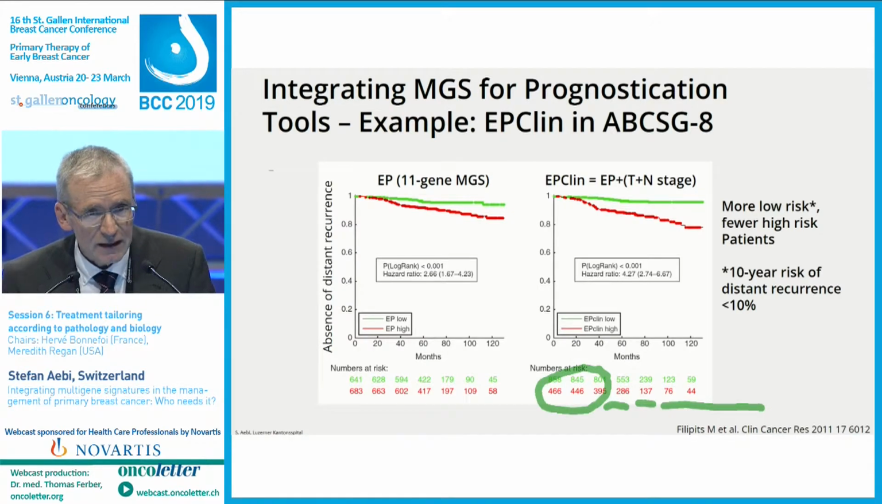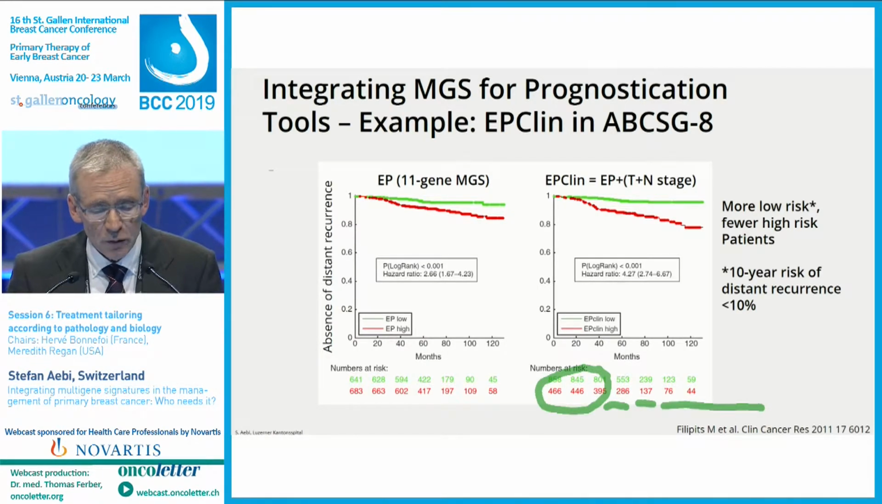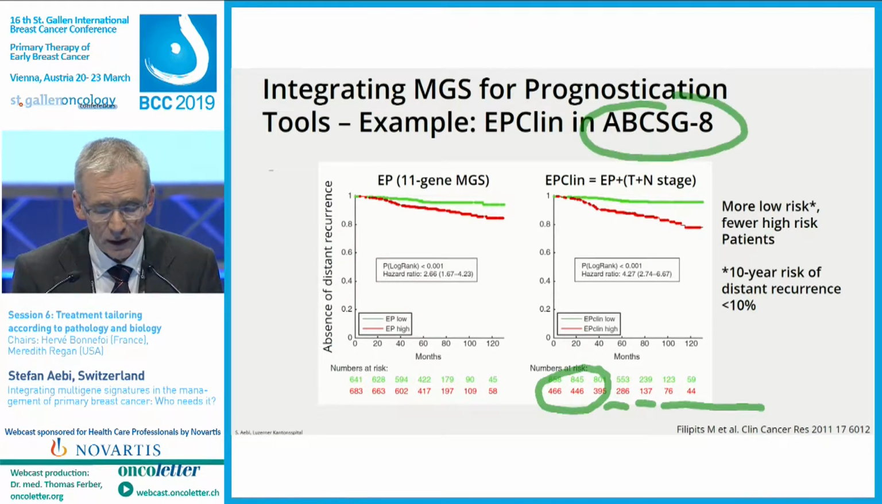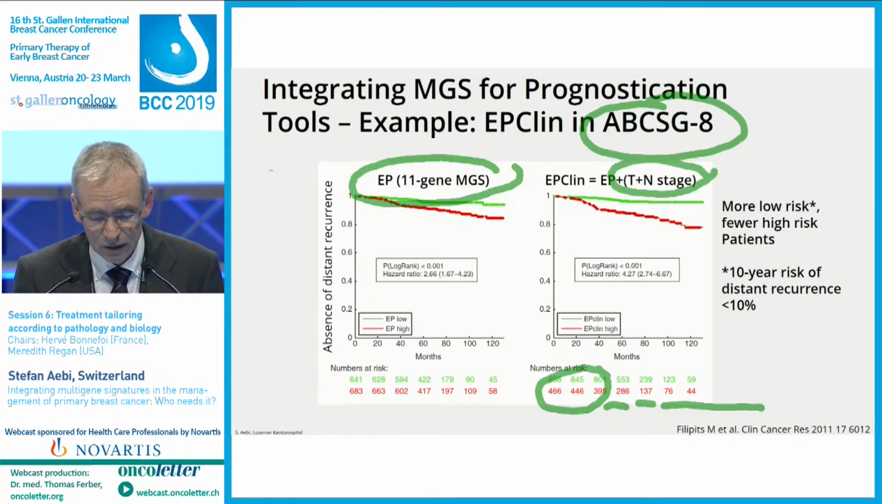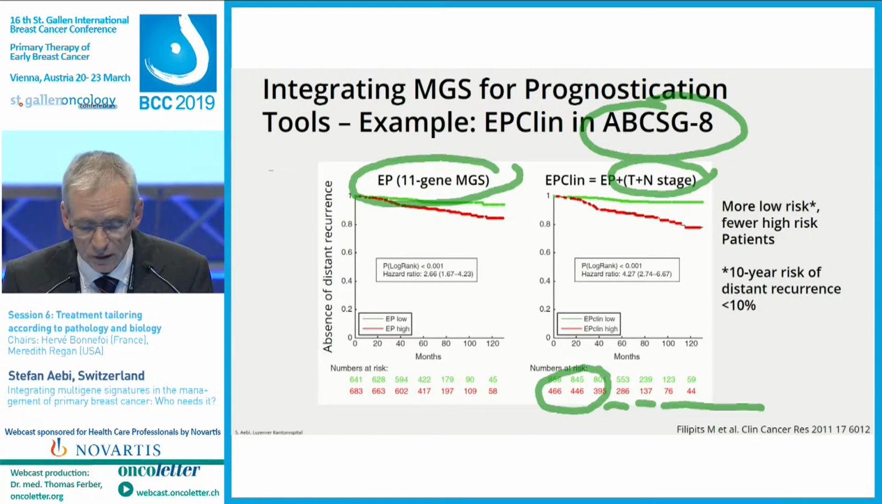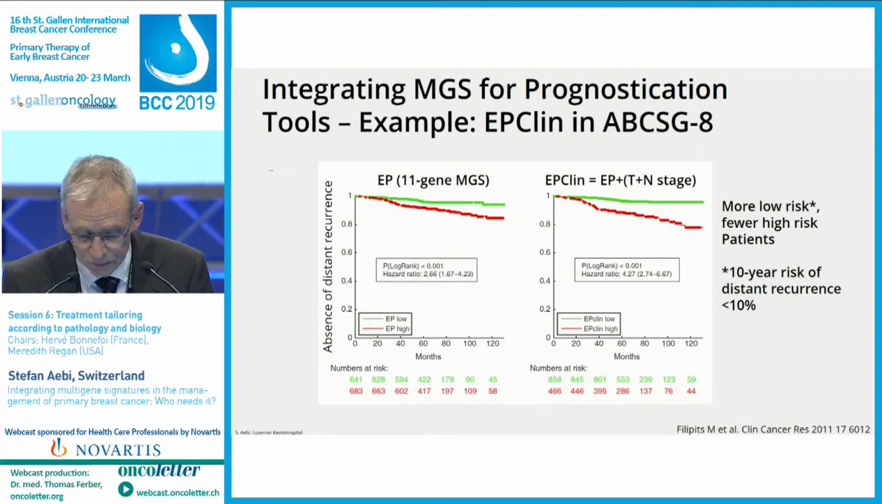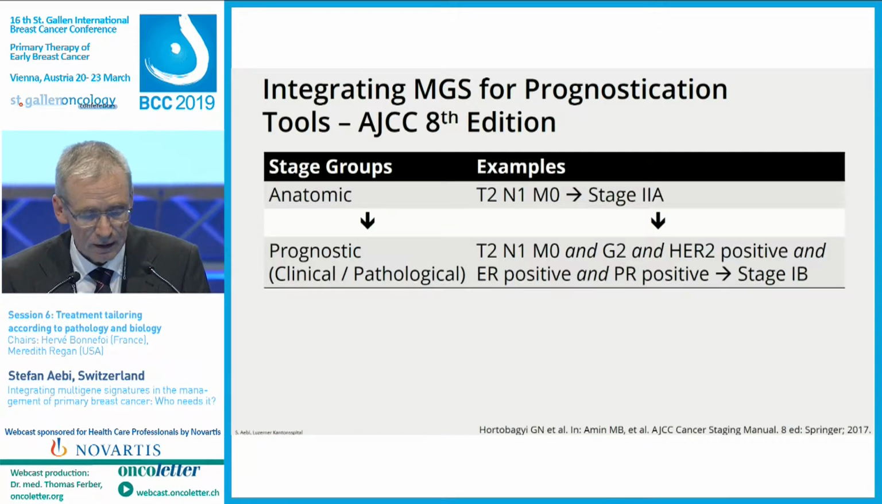This is an example of how this works. If you have the same population, now again from the Austrian trial, ABCSG8, with just the molecular score, you get a separation of the curves, but if you add T and N, the good prognosis gets better, the bad prognosis patients do worse, so the separation is better, and the integration of T and N stage provides superior prognostic information. So it is possible to improve on just the molecular scores by integrating clinical factors.